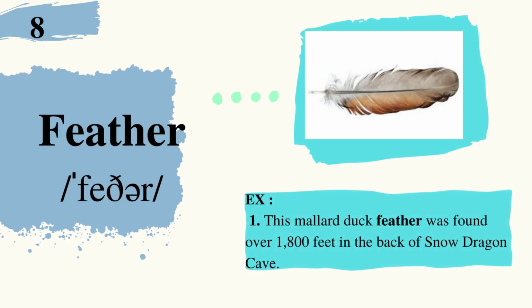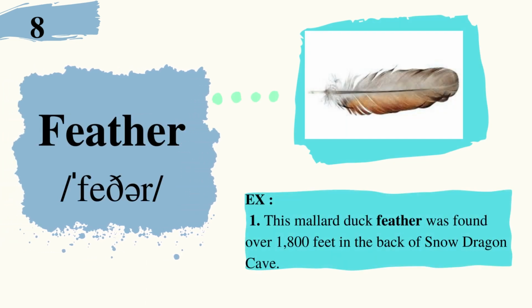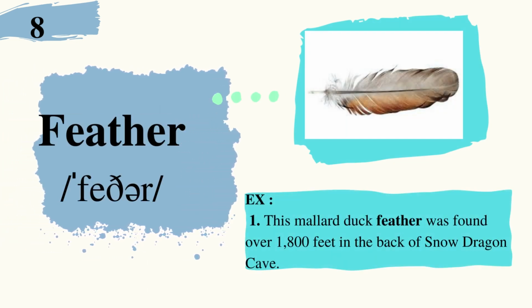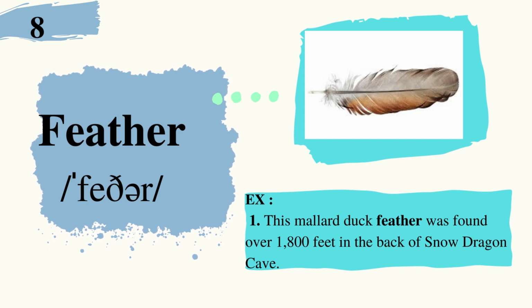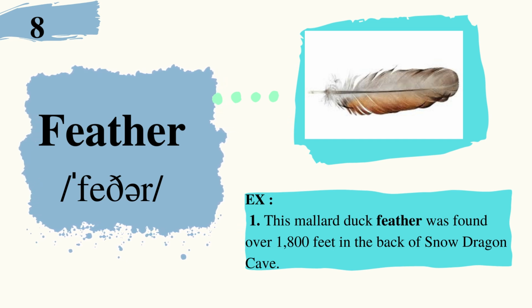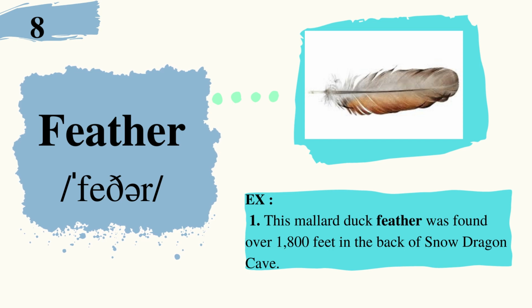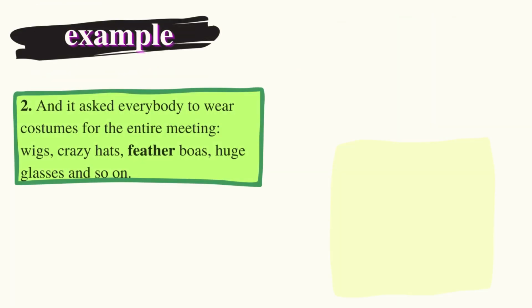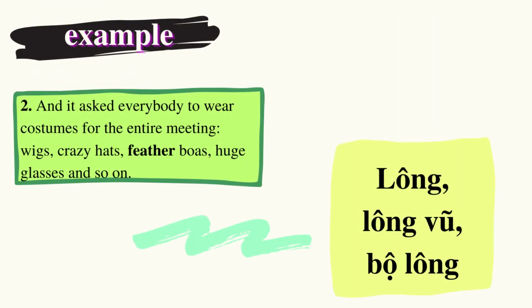8. Feather. Example. This mallard duck feather was found over 1,800 feet in the back of Snow Dragon Cave. And it asked everybody to wear costumes for the entire meeting. Wigs, crazy hats, feather boas, huge glasses, and so on.